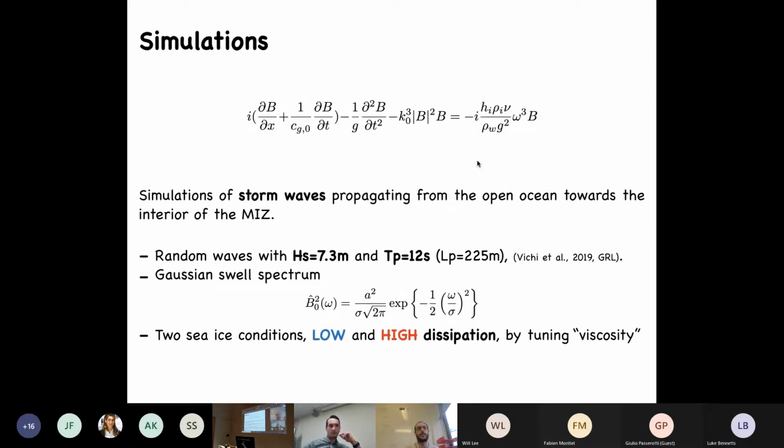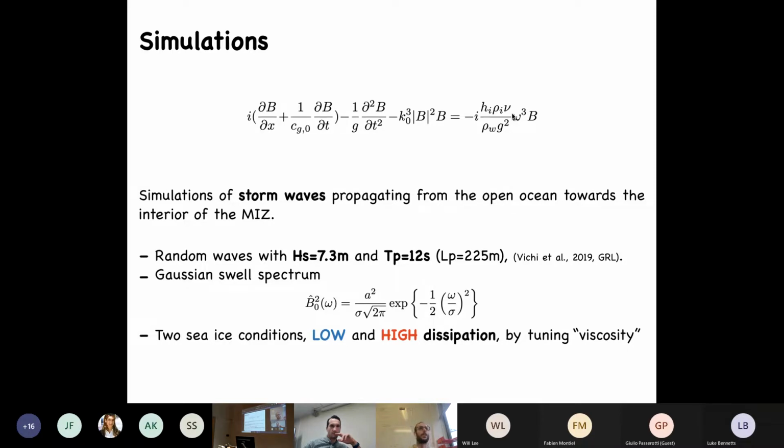So what I did is plugging the dissipation according to Meylan here into the dissipative nonlinear Schrödinger equation, and I use it to simulate storm waves propagating from the open ocean towards the interior of the marginal ice zone.